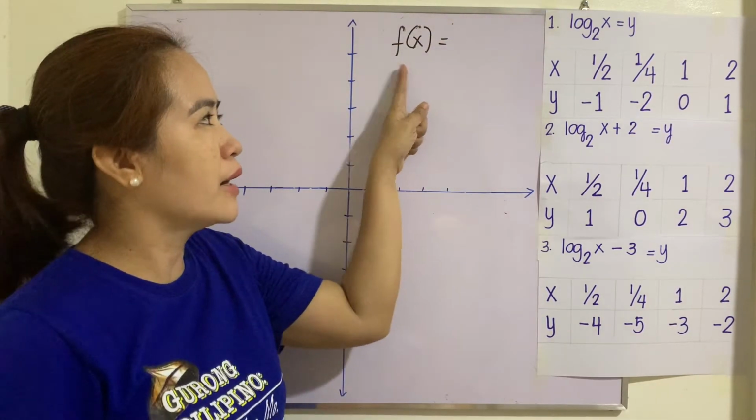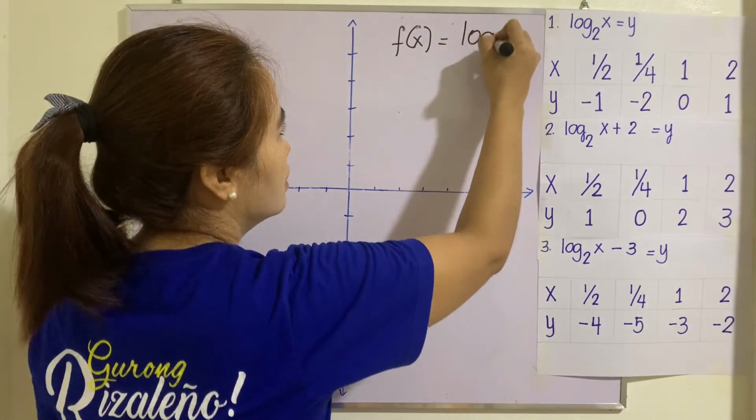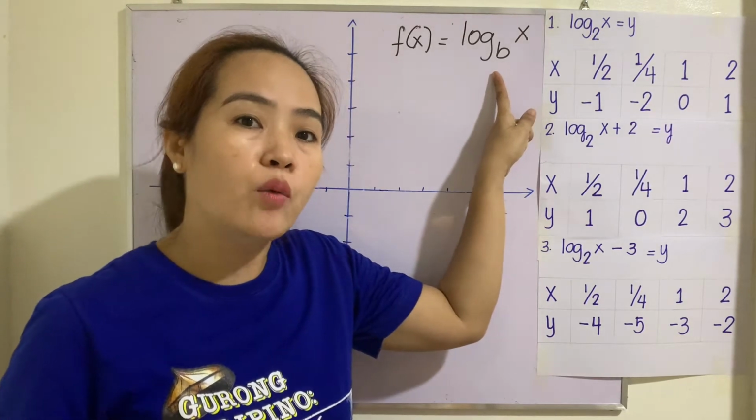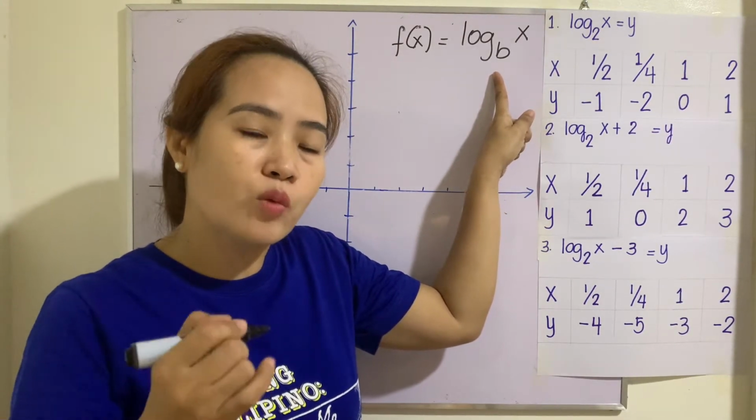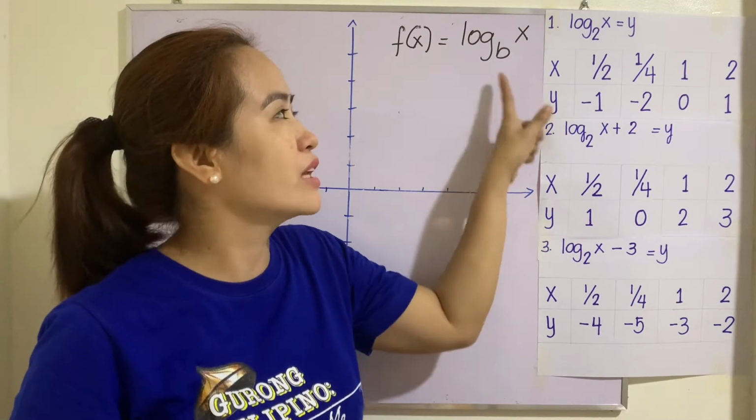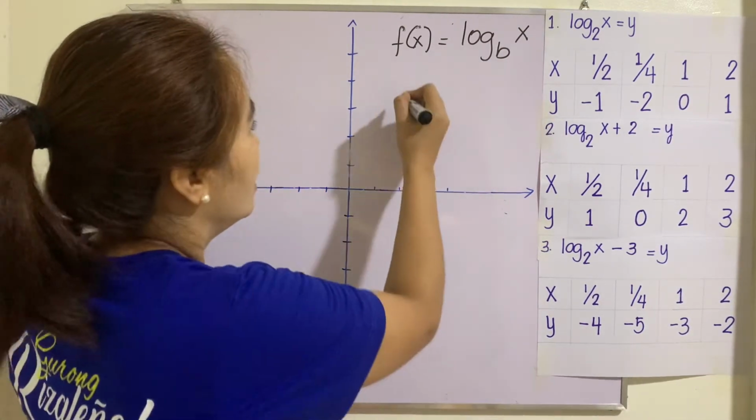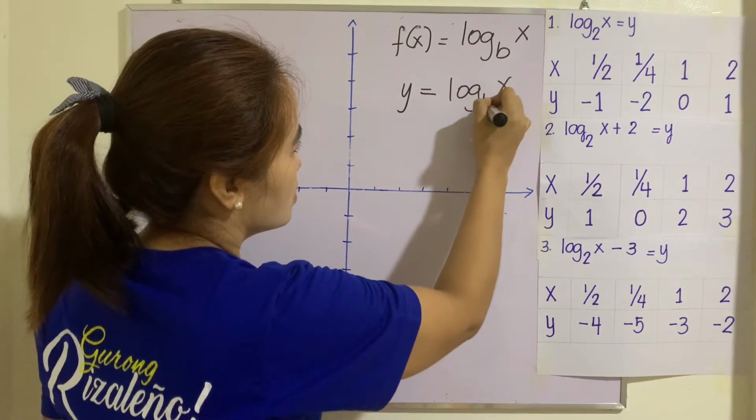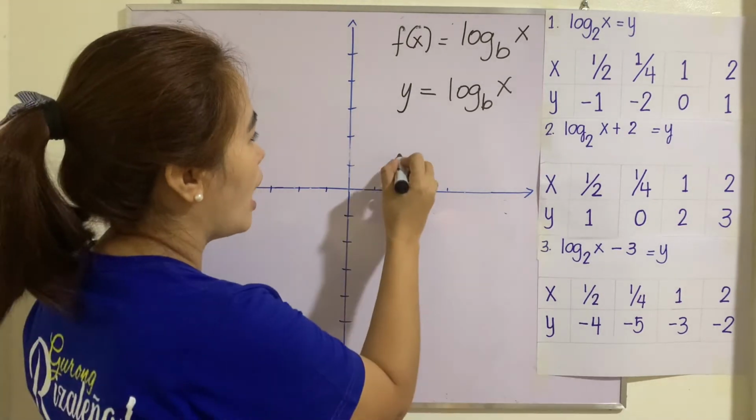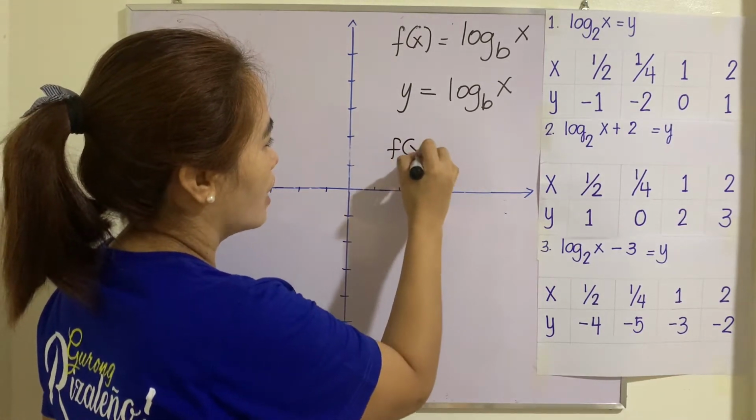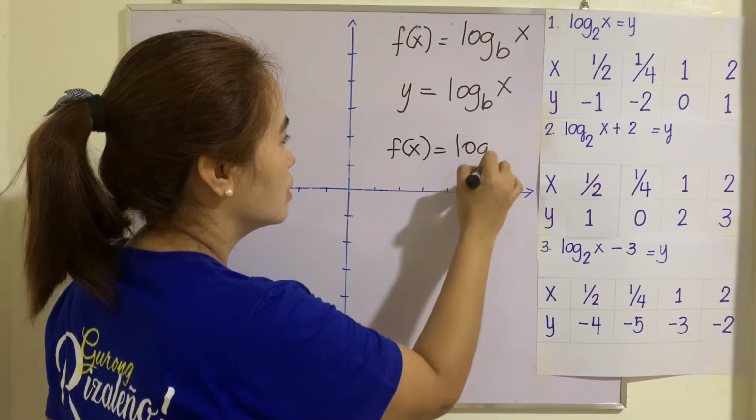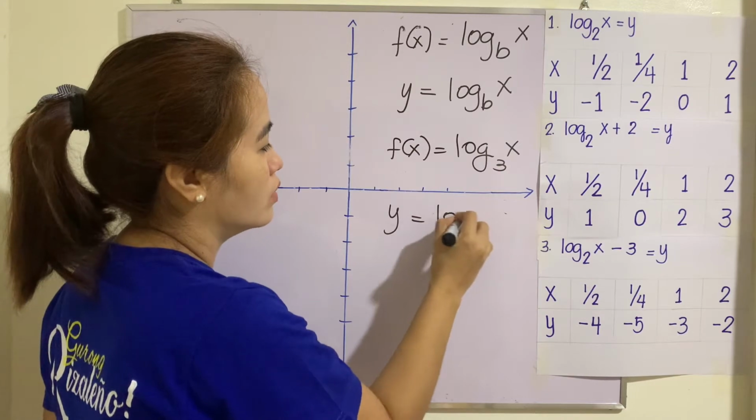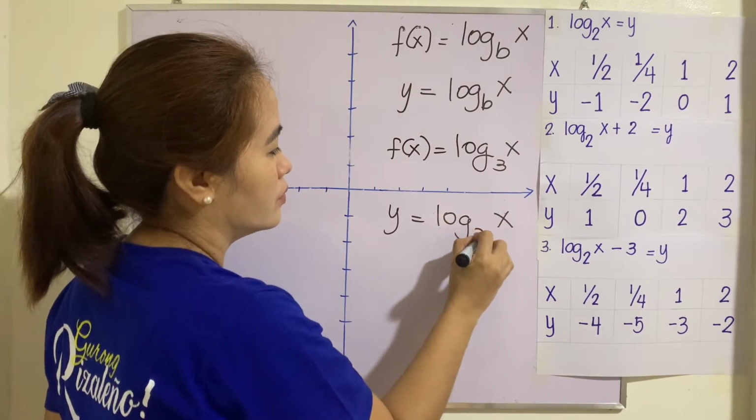It is defined by f of x is equal to log of x to the base b. Remember that b here should be greater than 1, or it can be less than 1 but greater than 0. Meaning this one can never be negative. Remember that this is equivalent to y is equal to log of x to the base b. Suppose you have f of x is equal to log of x to the base 3. This one is y is equal to log of x to the base 3.